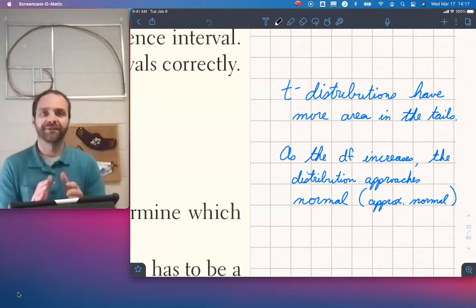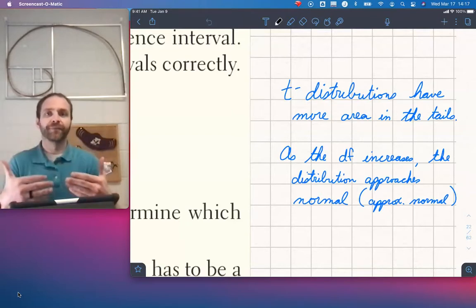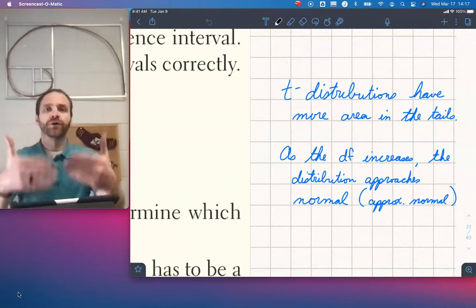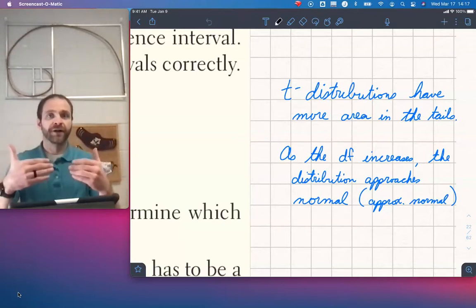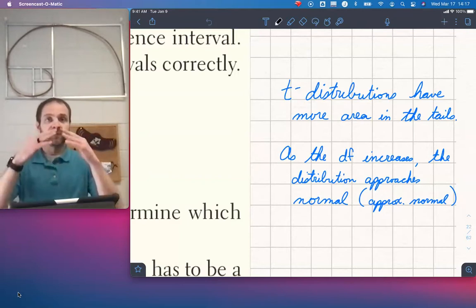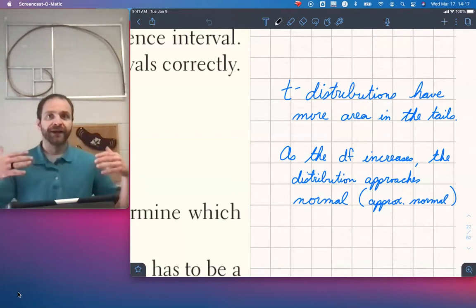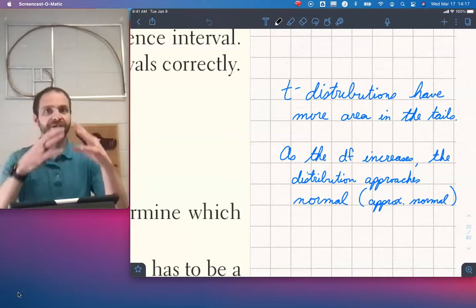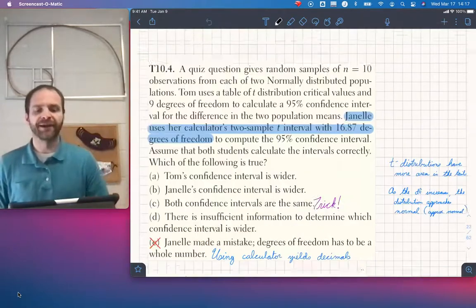Now, what that means is the higher the degrees of freedom, the closer it is to a normal, approximately normal calculation. The lower the degrees of freedom, the more area in the tails. The higher the degrees of freedom, the more the area is going to be towards that center because it's approaching that normality curve. So when we're doing this, I'm going to keep that in mind.